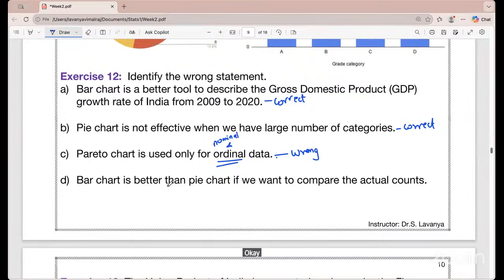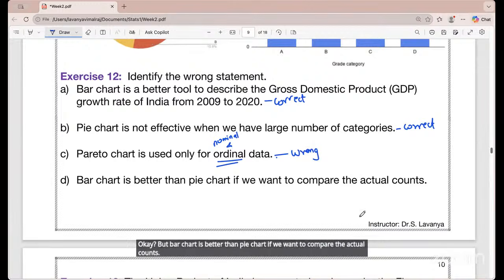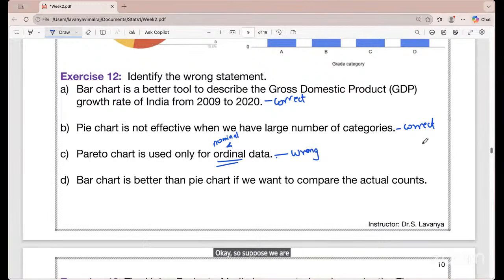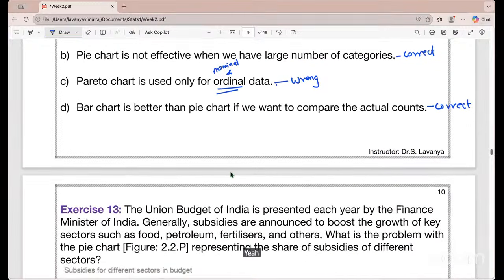Bar chart is better than pie chart if we want to compare the actual counts. Suppose we are comparing just the counts, then a bar chart is better than a pie chart. Not the ratio, but the counts. So this is also correct. This is why only C is incorrect and the others are correct. Is that clear for everyone? Yes, ma'am.